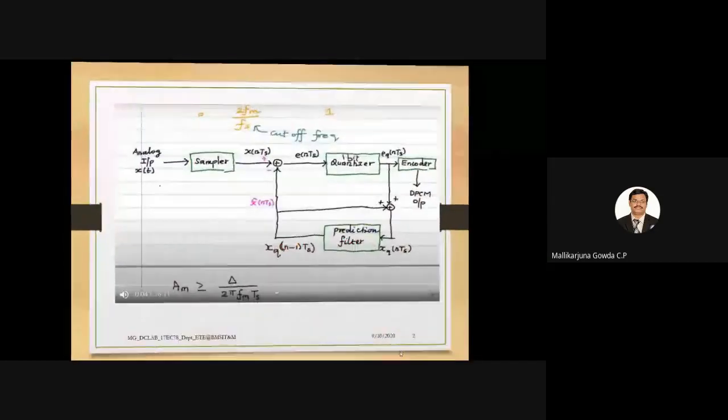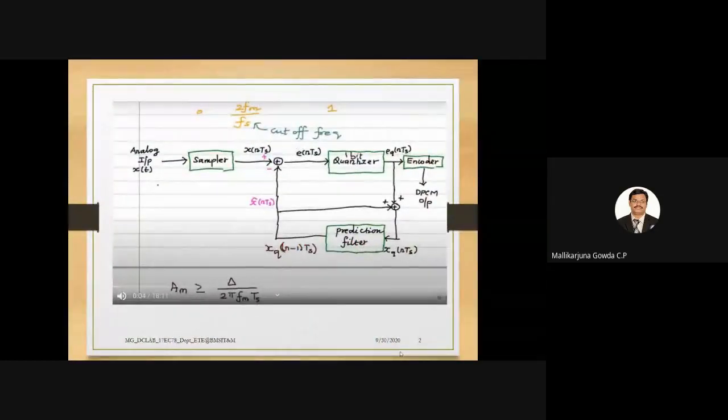Okay. So this is the block diagram of the delta modulator. What you are finding here is the analog input signal. It is also an analog to digital converter only. The analog input will be sampled, so I get this sampled version of it, which I denote by X of nTs. And this one is the comparator.